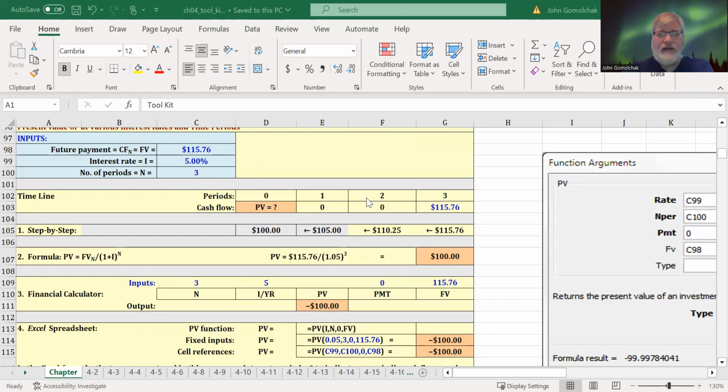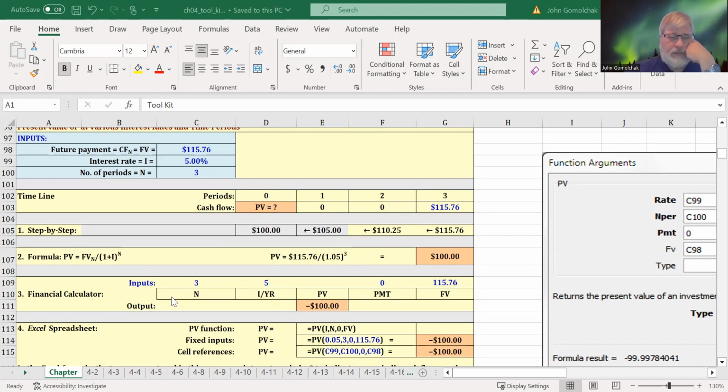So here's your timeline. We know that in the future it's going to be worth $115.76. What's it worth 2 years in the future? What's it worth 1 year in the future? What's it worth today? It works backwards exactly. So if it's worth 115.76, we know that at the end of period 2 it was 110.25. At the end of period 1 it was 105. At the beginning it was 100. Here's your formula. We talked about that. It would be 115.76 over 1.05 to the 3rd power. That would give you the $100.